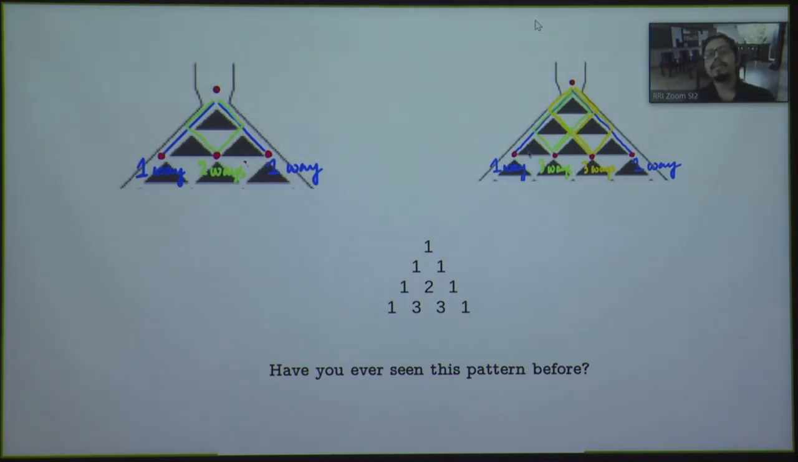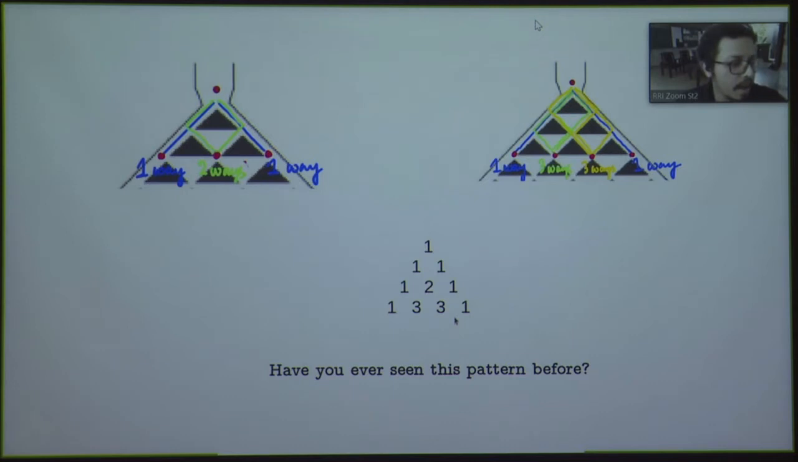Now say I increase one more level of the triangle. Again at the ends it can go in one way, and to the middle it can go in three ways. The ways are marked with green, and again to the yellow also it can go in three ways. So as you keep adding levels, it keeps forming this pattern: one, then one one, and then one two one. There's something about this pattern.